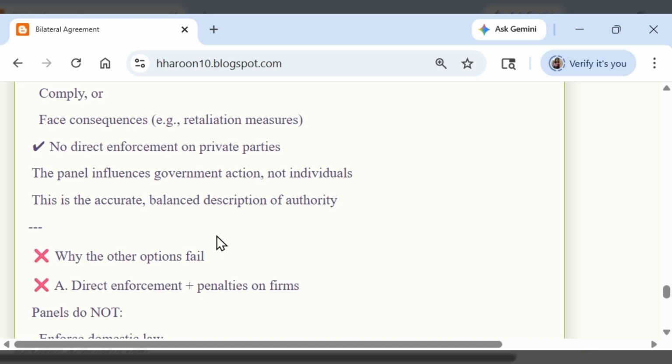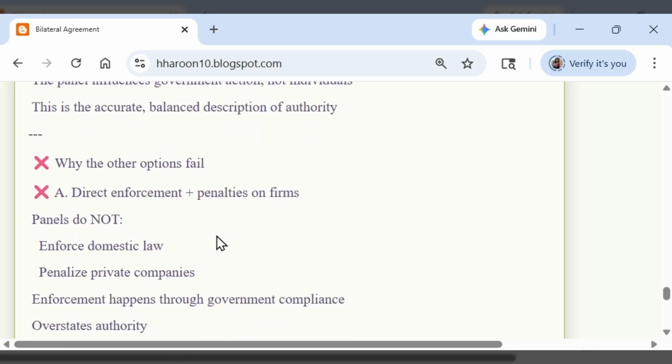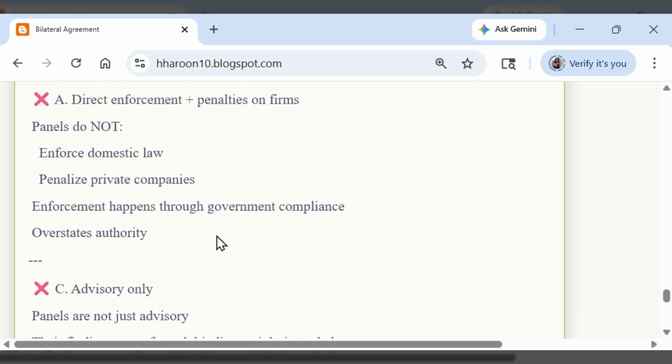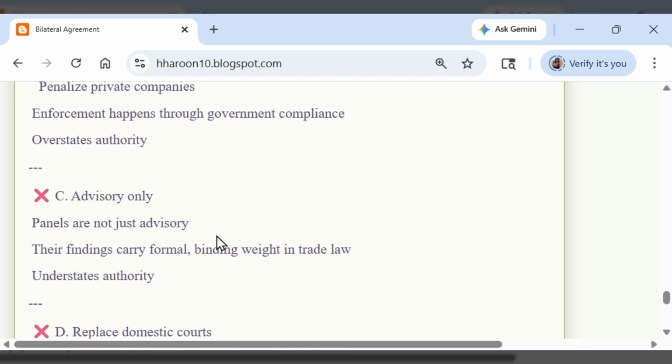Why the other options fail. A, direct enforcement plus penalties on firms. Panels do not enforce domestic law or penalize private companies. Enforcement happens through government compliance. Overstates authority. C, advisory only. Panels are not just advisory. Their findings carry formal, binding weight in trade law. Understates authority.